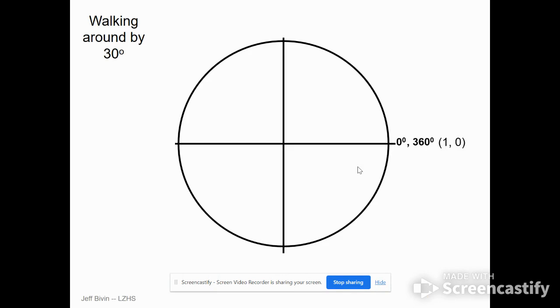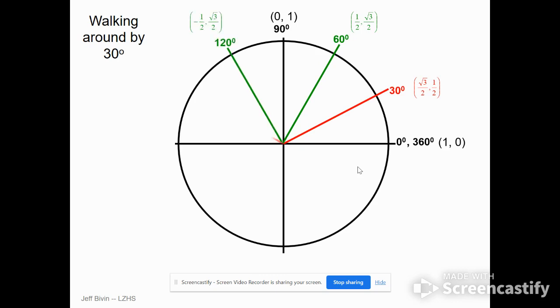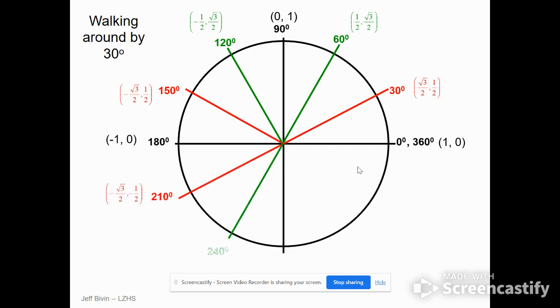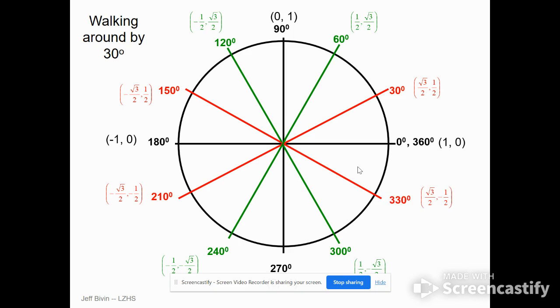But to remember these, keep in mind that we are going to walk around by 30 degrees. So for all the 30, 60, 90 triangles, it goes 30, 30 plus 30 is 60, plus 30 is 90, plus 30 is 120, plus 30 is 150, plus 30 is 180, plus 30 is 210, plus 30 is 240, plus 30 is 270, plus 30 is 300, 330, and then back to 360. So we can just walk around and add 30 each time, and that'll help us fill in all of those angles.